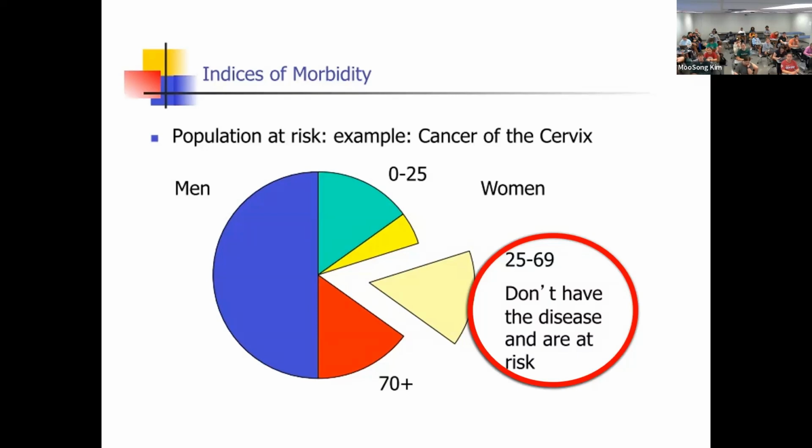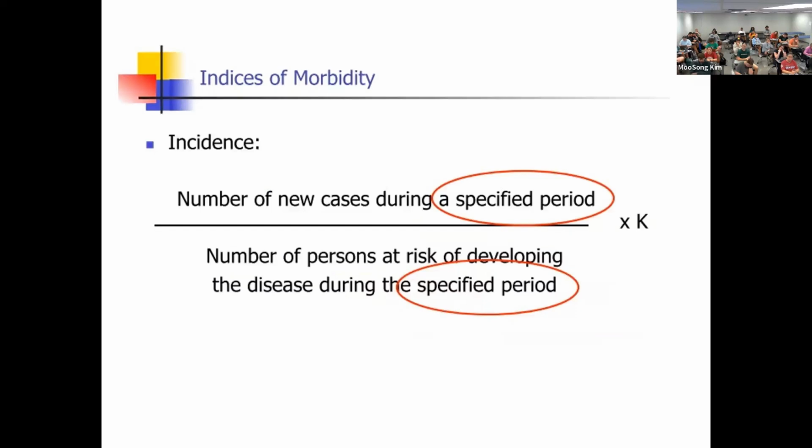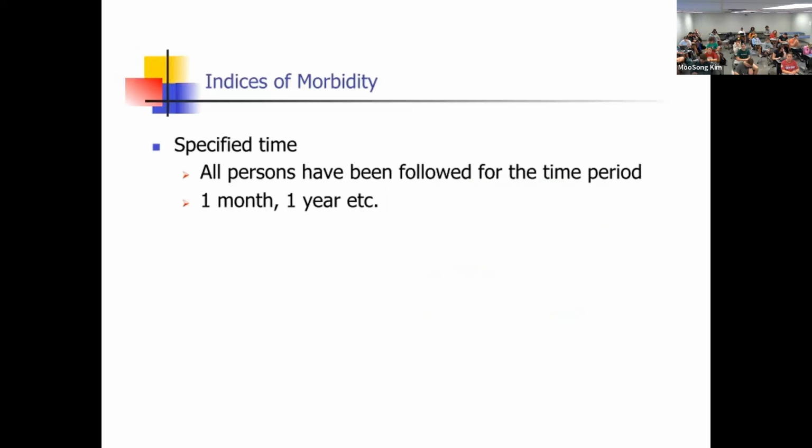You already have the disease, right? So that's why people who do not have this disease are at risk. Okay, please keep this in mind. There are many tricky things here. And the space-time period could be 1 year or 1 month or 2 years. Persons have been followed for the time period.